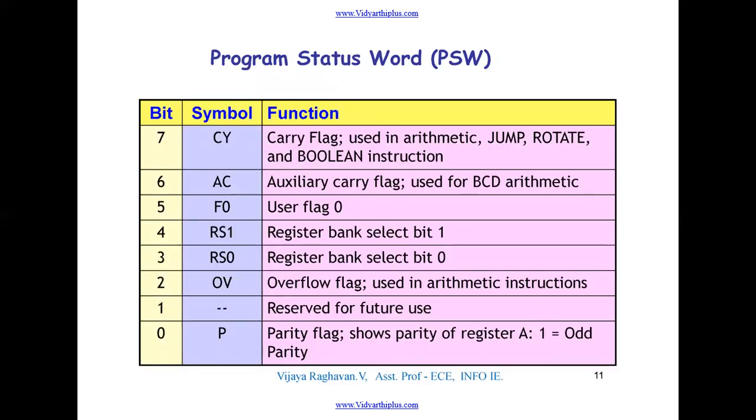In this chart, we have studied the symbol and its function. In bit number 7, the symbol is CY, its full form is carry flag, and it is used in arithmetic, jump, rotate, and Boolean instructions. In bit number 6, the auxiliary carry flag is used for BCD arithmetic. Bit F0, user flag 0, is used. RS1 is register bank select bit 1. RS0 is register bank select bit 0. OV means overflow flag, used in arithmetic instructions. And bit 1 is reserved for future use. And bit 0 means P, or parity flag, shows the parity of register A. 1 is equal to odd parity.